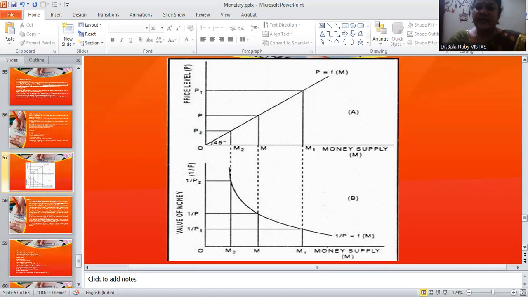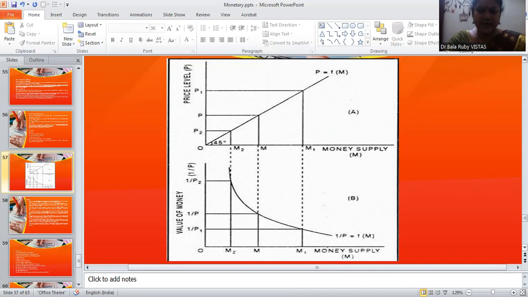So here there is a negative relationship between the money supply and the value of money. Therefore, this curve is also a downward sloping curve. For example, initially the money supply is M. When money supply is M, the value of money is 1/P. Now, the money supply increases to OM1. What about the value of money? The value of money reduces to 1/P1 because there is a negative relationship between these two variables.